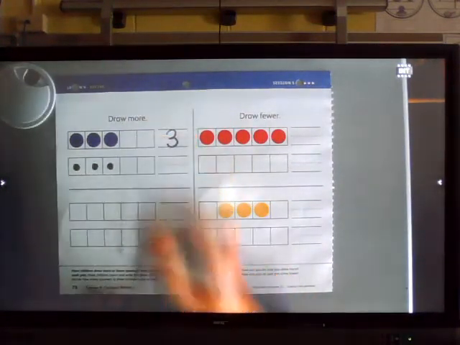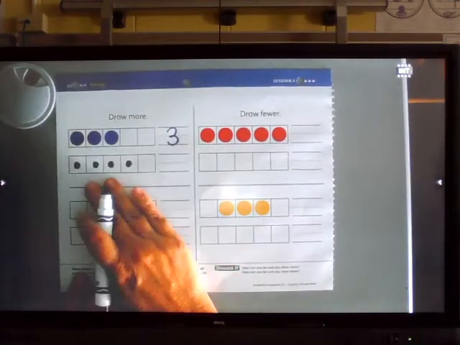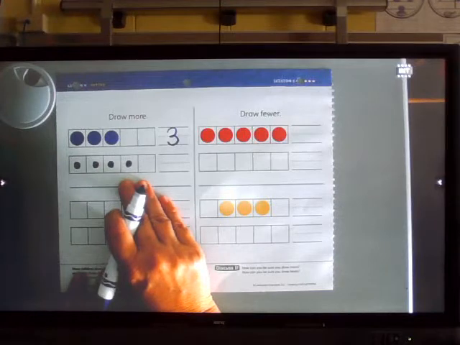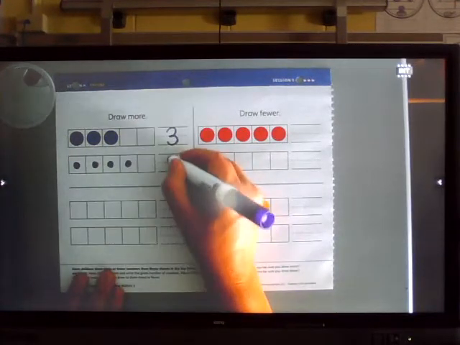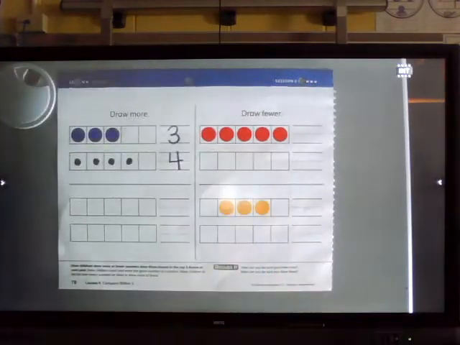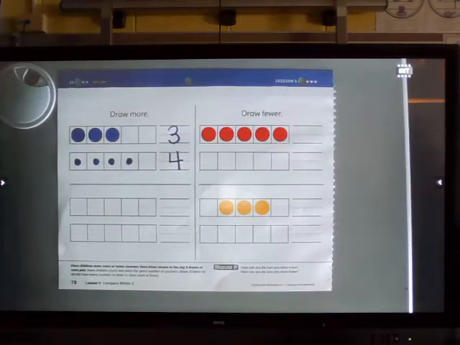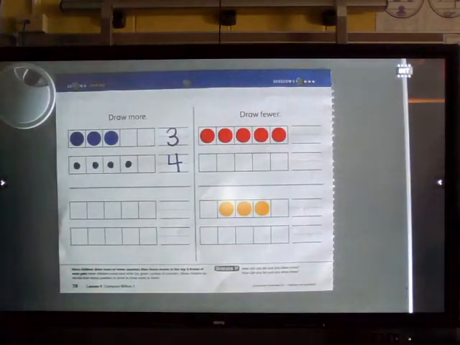Now, if I draw any more, I will now have more in this 5 frame. So how many do I have? That's right, I have 4. Down and over and down some more. That's the way you make a 4. 4 is more than 3.